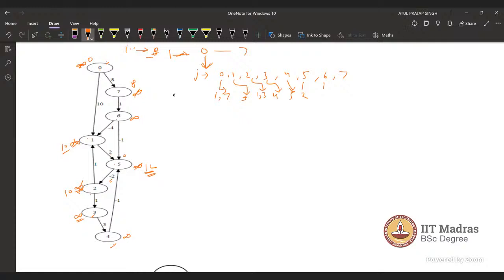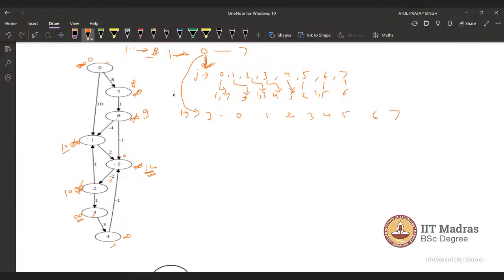From 6 we can move to 1 and 5. Now 7 has 8, and we can move to 6. So 8 plus 1 is 9, which is less than the previous value, so it becomes 9. After the first iteration, we are updating these values for the graph. This is for 0 only. Now we will repeat the process again for 1, and the same things we will check once again.